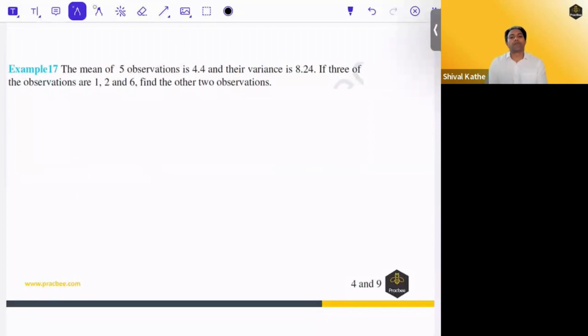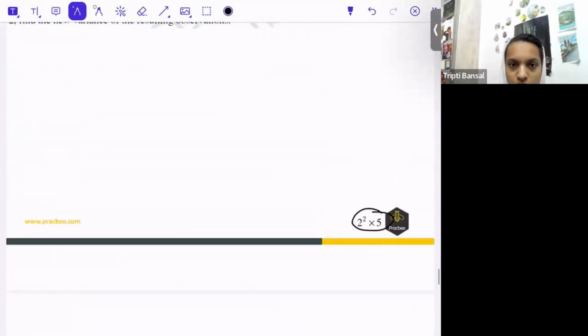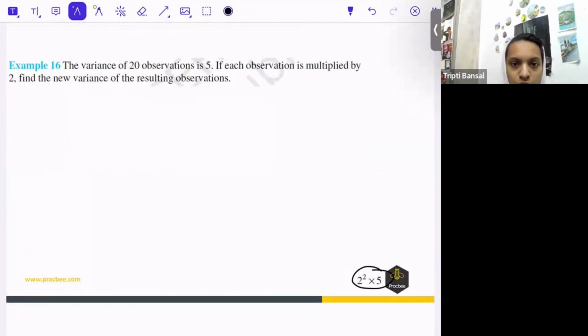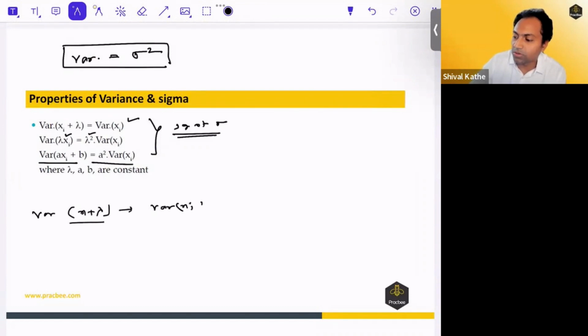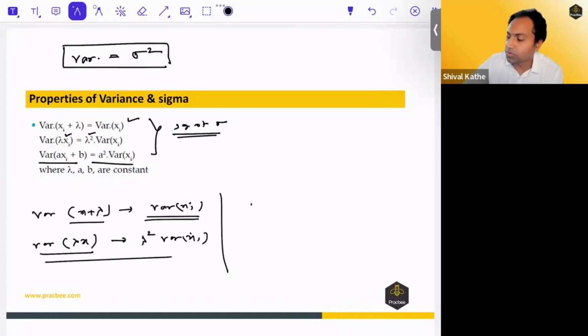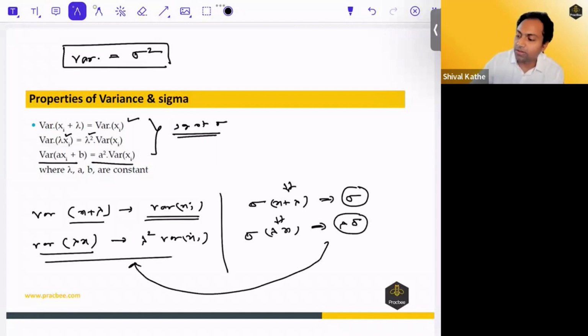The mean of 5 observations is 4.4. Their variance is 8.2. Sir, please tell the properties again. Yes. The property is basically, if you have the variance of a number and you add some lambda to all the values, the variance is not going to change. It remains the original one. But if I multiply by lambda, in that scenario your variance is going to become lambda square times. This is in line with the sigma properties. When you added something, the sigma was not changing. But when you multiplied, your sigma used to become lambda times sigma. And since variance is the square of sigma, this becomes squared, nothing else.